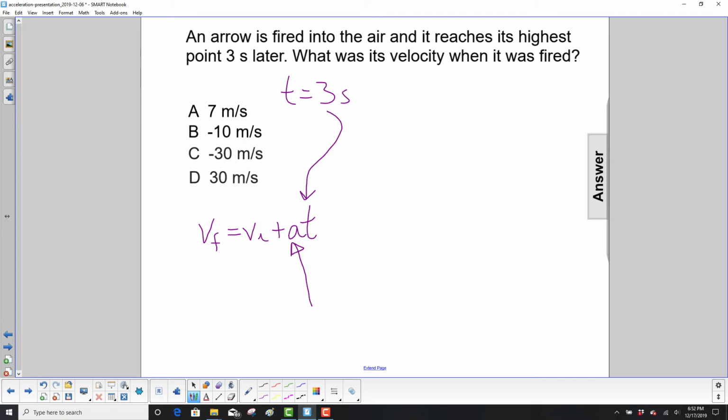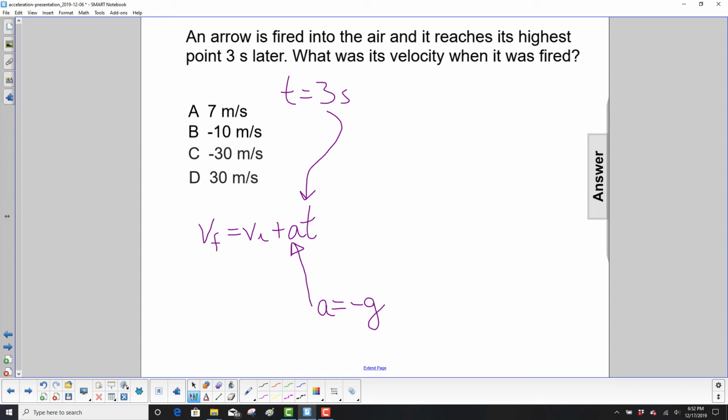Once the arrow leaves the bow, the only force acting on it is gravity. The bow is not exerting a force on it anymore, just gravity is. And what is the acceleration provided by gravity? Well, it's in the down direction. So the acceleration is minus g.